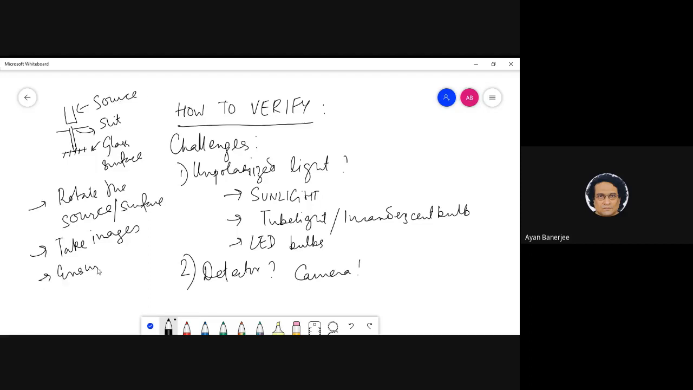Ensure the image does not saturate. That is crucial, because if it saturates, then essentially what I want you to do is process the image through ImageJ. ImageJ, everybody is familiar with?